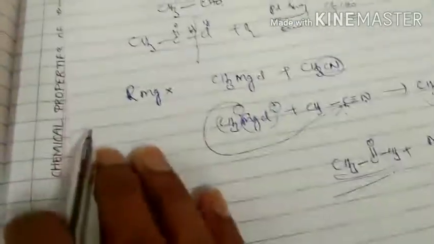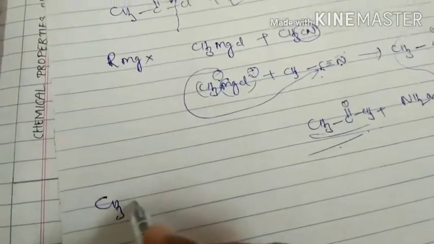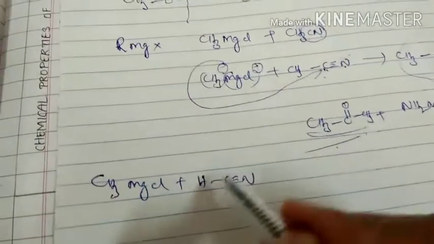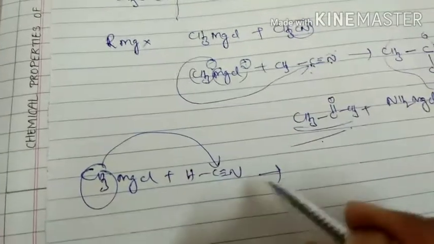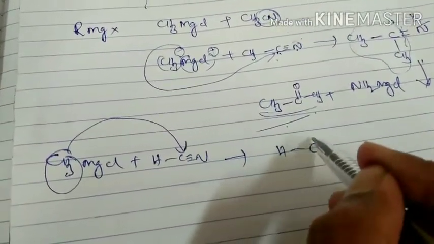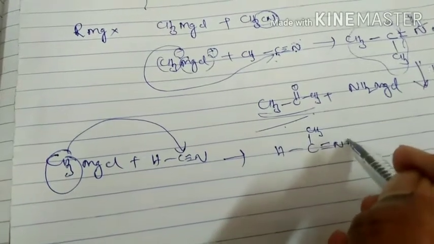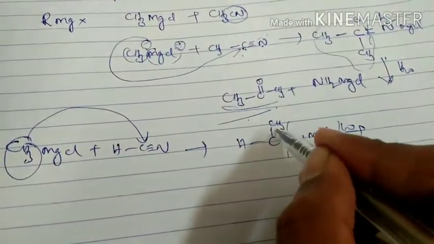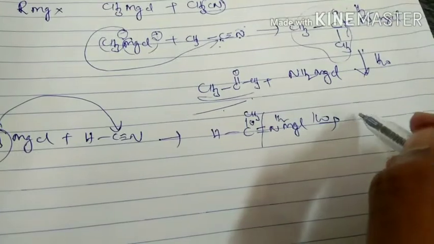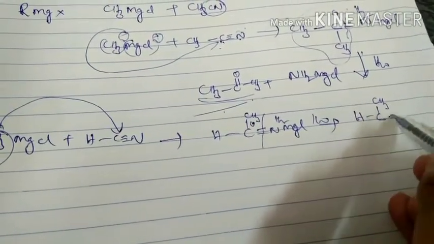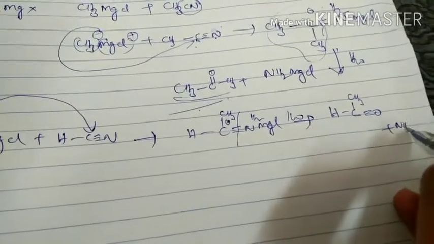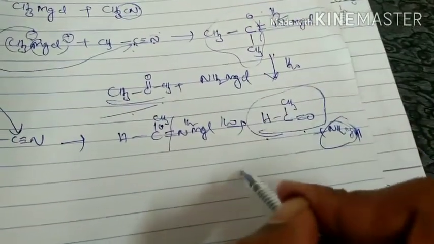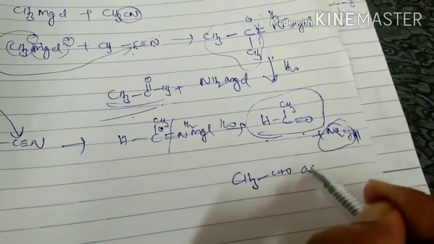Here one more important point is there. I will show the reaction first. CH3MgCl reacts with HC triple bond N, that means hydrogen cyanide, and a similar type of mechanism takes place. We get CH3CH double bond N MgCl. When it undergoes hydrolysis, this bond will be broken, O comes on this side and H2 on this side. Finally, HC CH3 double bond O plus NH2MgCl. This is a byproduct, no need to remember it. We discuss this one, which is CH3CHO, nothing but acetaldehyde.